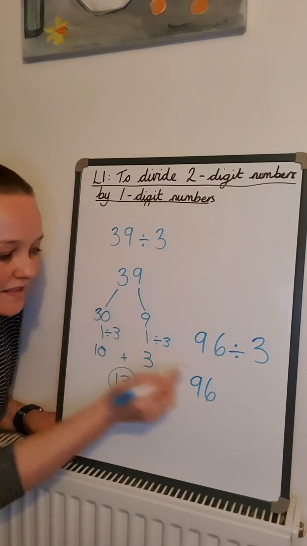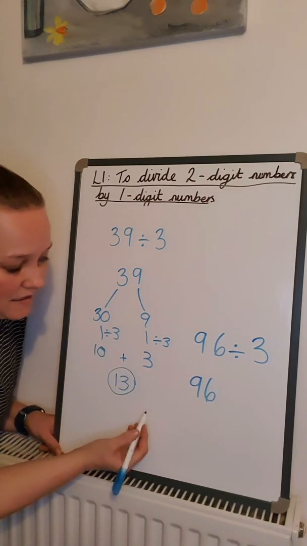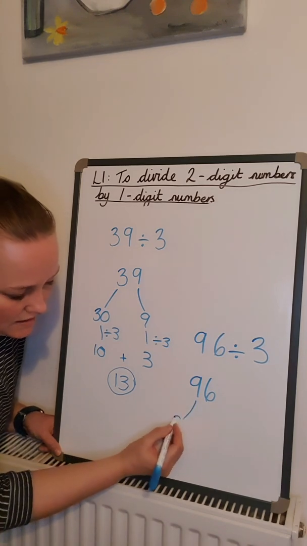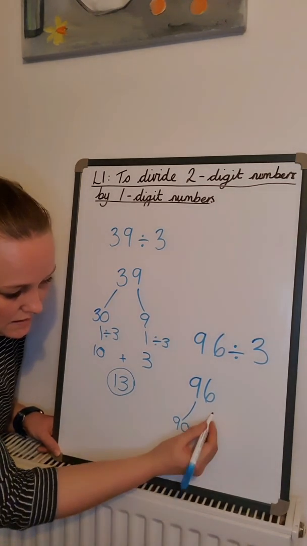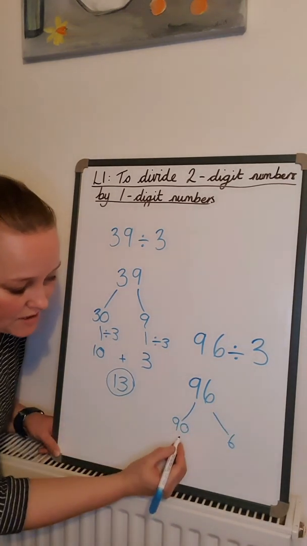Okay, let's have a go with this one now. So we've got 96, 90, and 6. And again, we're going to divide by 3.